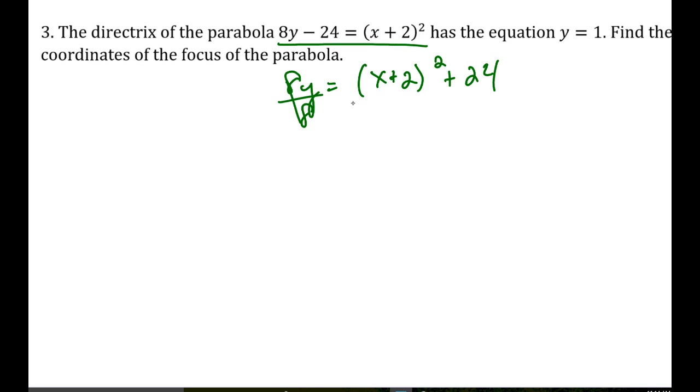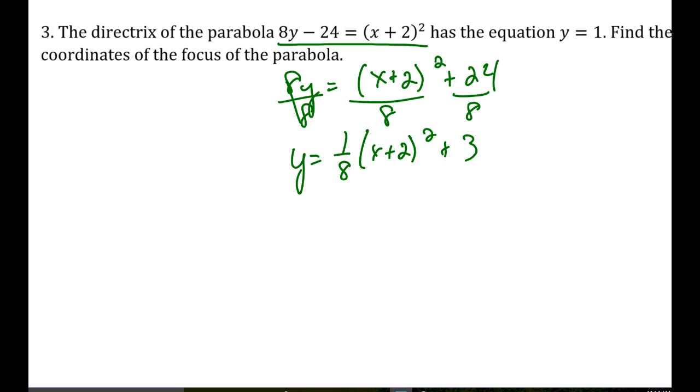Number 3, the directrix of a parabola 8y minus 24 equals (x plus 2) squared has the equation y equals 1. Find the coordinates of the focus of the parabola. Well, I do not like the way this parabola looks. I'm going to get y by itself. So I'm going to add 24, get (x plus 2) squared plus 24, and then I'm going to divide everything by 8. And notice that this is in vertex form. y equals 1/8 (x plus 2) squared plus 3. I'm going to leave it in vertex form because that tells me information about it.